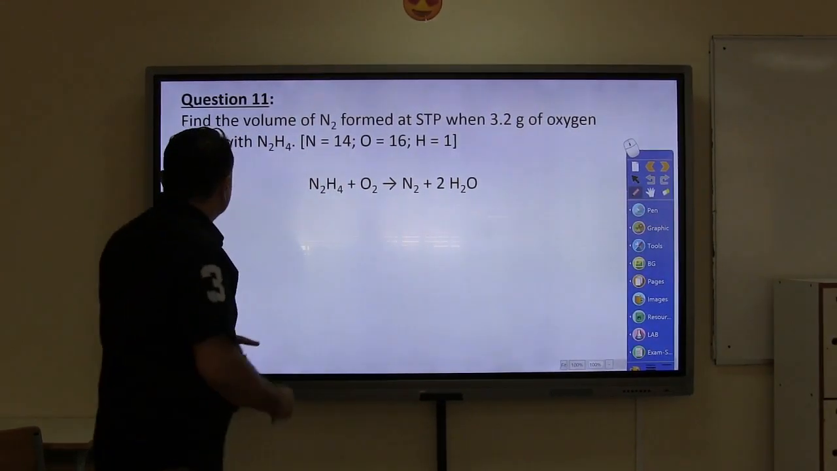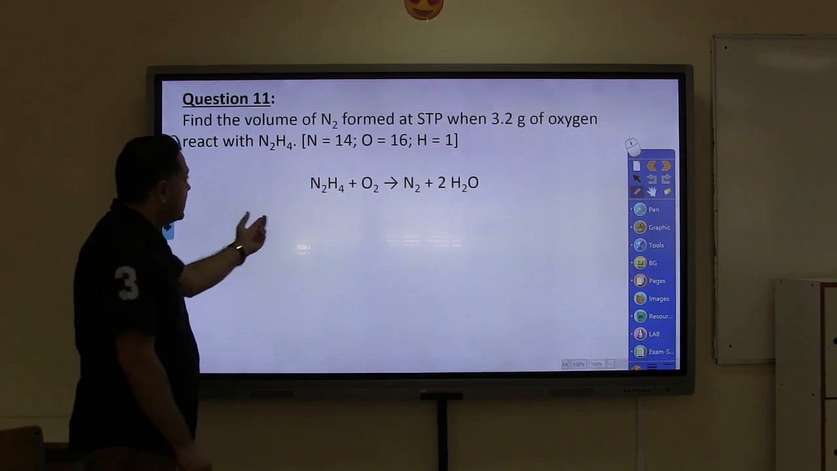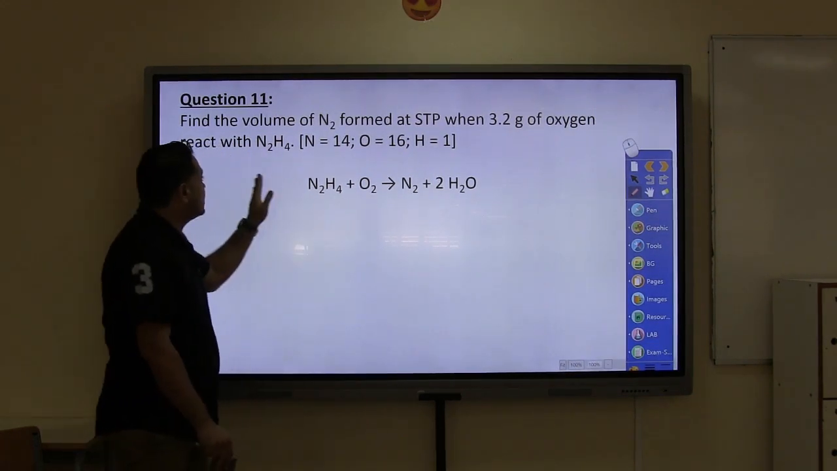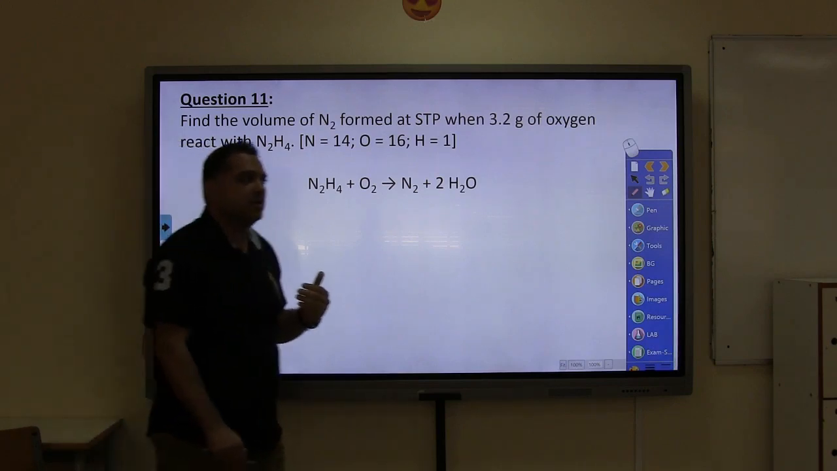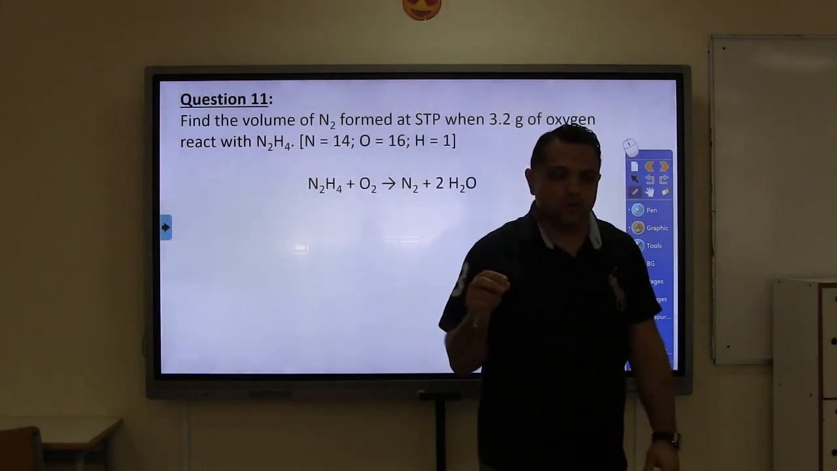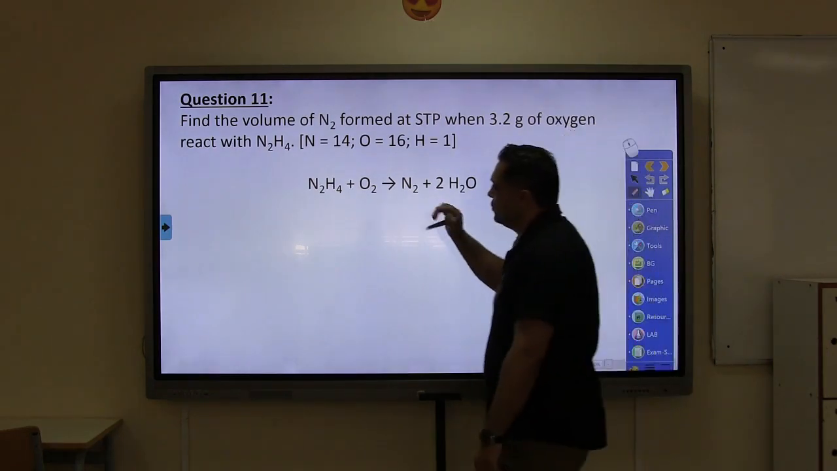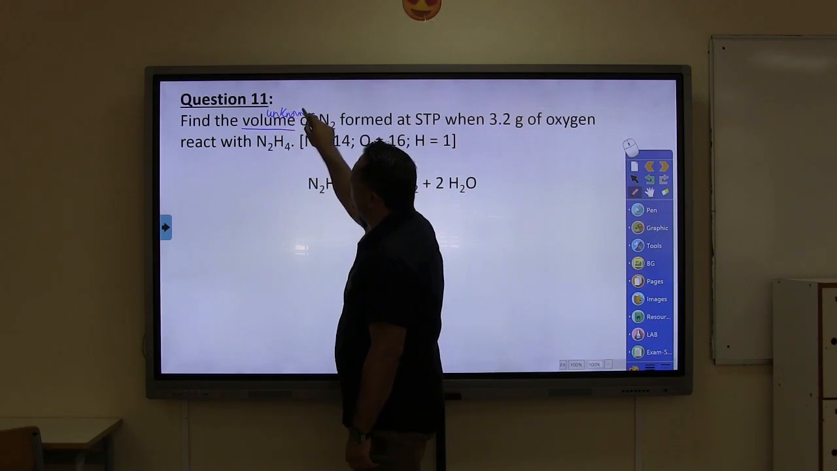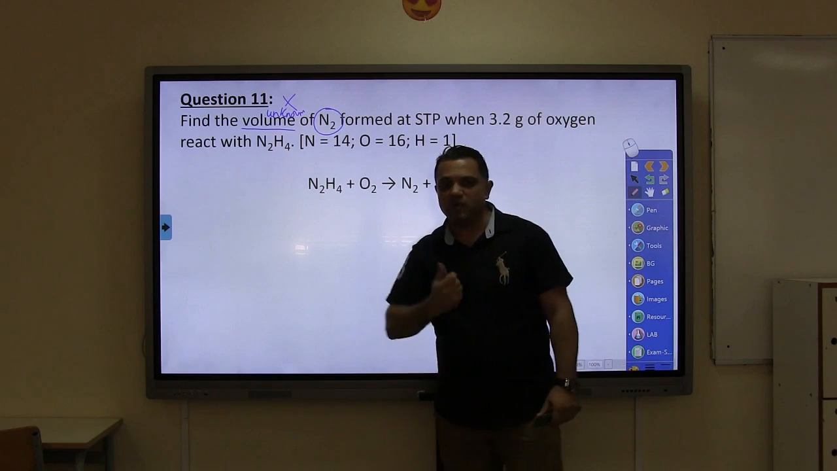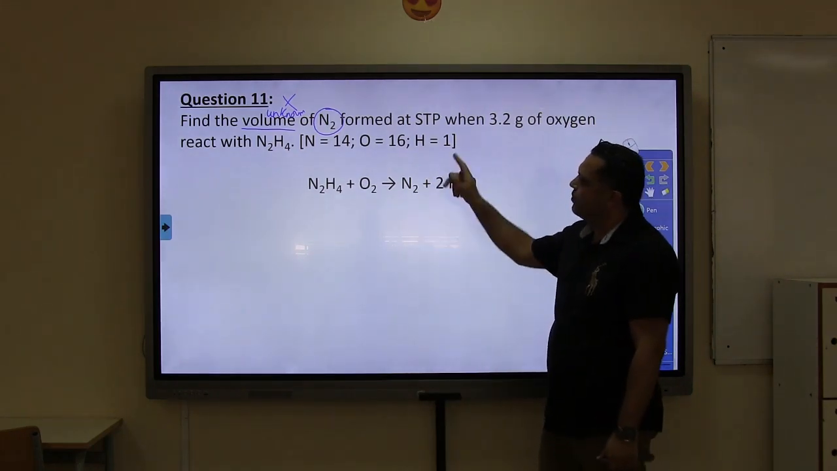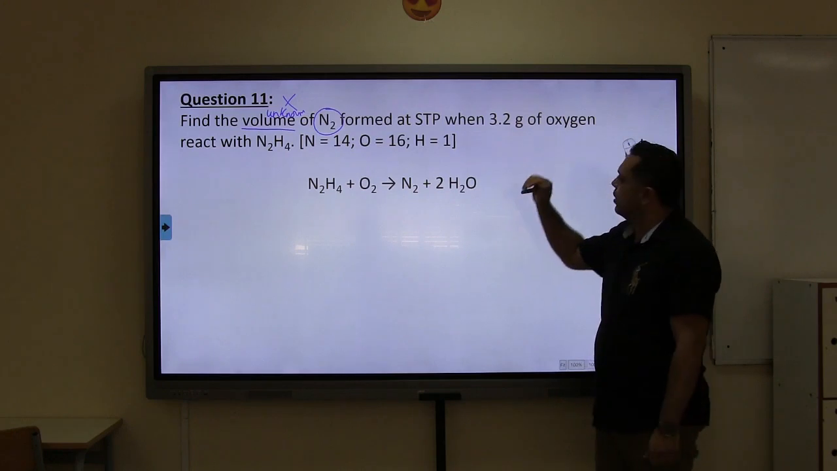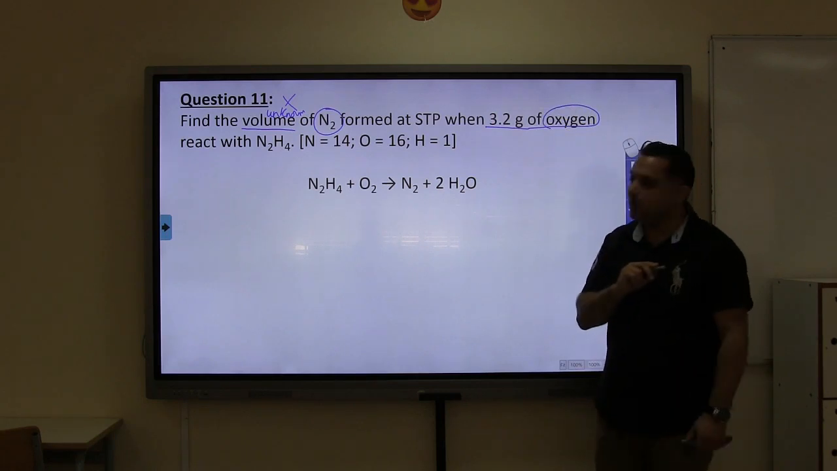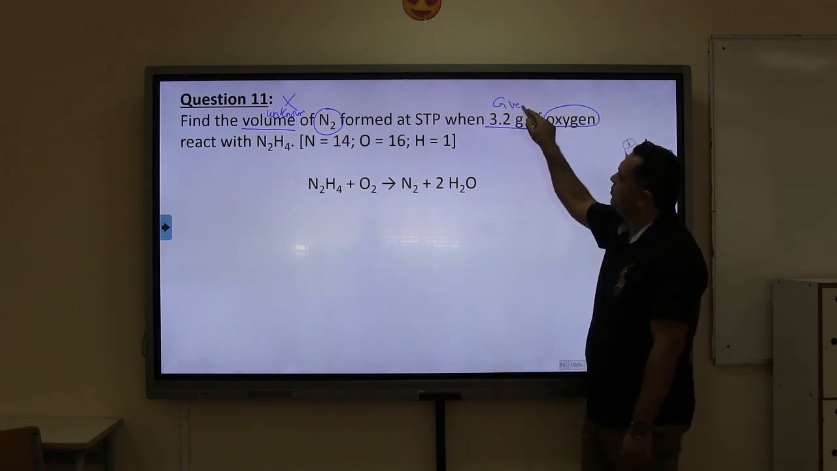In question 11, we need to find the volume of the nitrogen gas formed at STP when 3.2 grams of oxygen reacts with N2H4. As we said here, we need first to specify what will be the unknown and what will be the given. Find the volume of the nitrogen. I don't know the volume, so this will be my unknown. This is X of nitrogen. This is my first species that I will deal with, nitrogen, formed at STP when 3.2 grams of oxygen. Oxygen will be the second species I will deal with, and this will be my given.